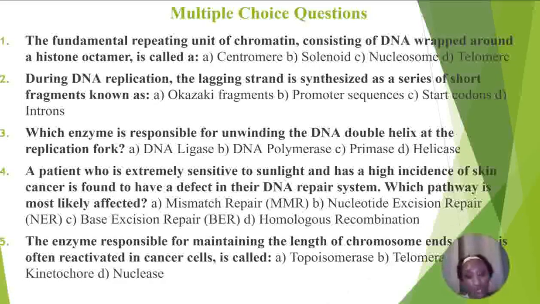Number 4: A patient who is extremely sensitive to sunlight and has a high incidence of skin cancers is found to have a defect in their DNA repair system. Which pathway is most likely affected? Mismatch repair, nucleotide excision repair, base excision repair, or homologous recombination. Number 5: The enzyme responsible for maintaining the length of chromosome ends, which is often reactivated in cancer cells, is called topoisomerase, telomerase, kinetochore, or nuclease.